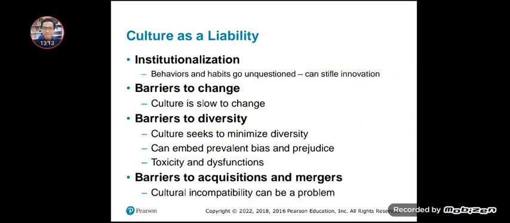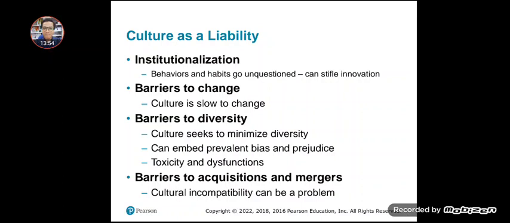And then when we talk about culture as a liability, we need to know culture can also be a kind of hindrance to an organization. A company can become institutionalized when people value the organization more than what they provide. When cultures are strong, they can become a barrier to change, as their values may not align with the values needed to embrace or to facilitate the change.